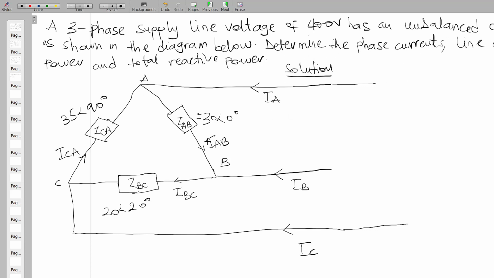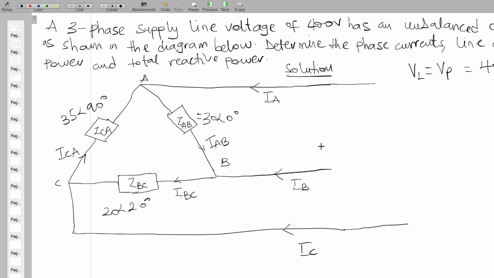That is, this is a phase, this is a phase, this is a phase. So the current over there is IAB, IBC and ICA, and the line current we have IA, IB and IC. So we are also to determine the total active power and the total reactive power. So we know that in delta, the line voltage is equal to the phase voltage, so they will all be equal to 400, like that.